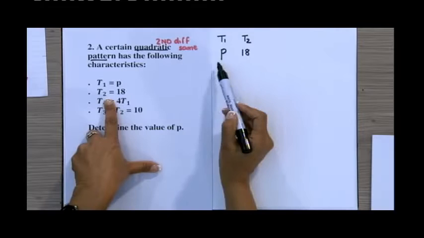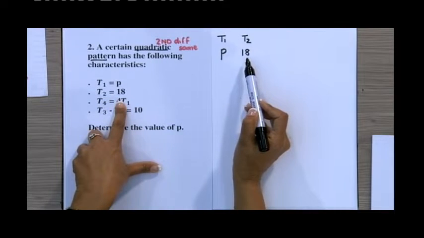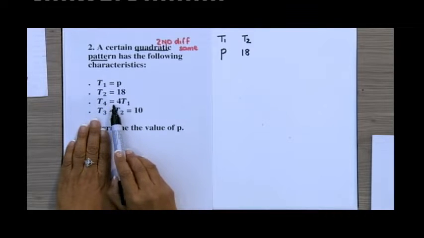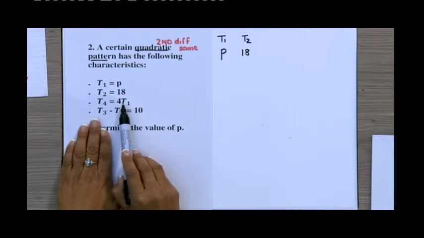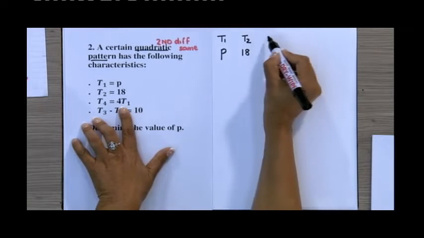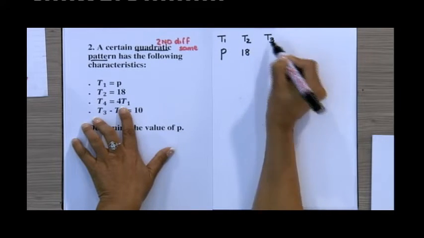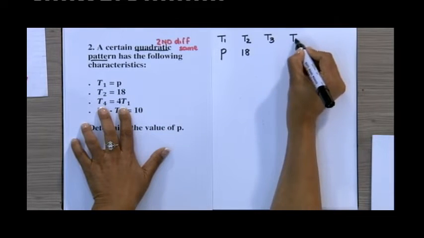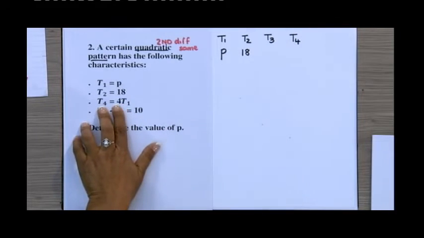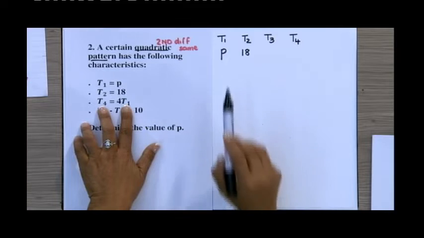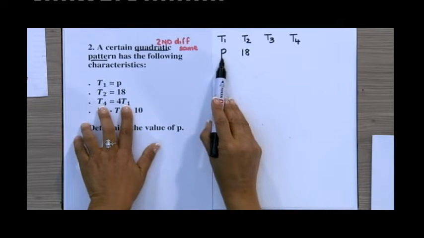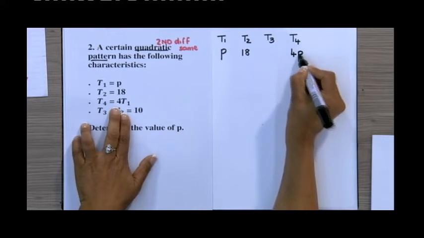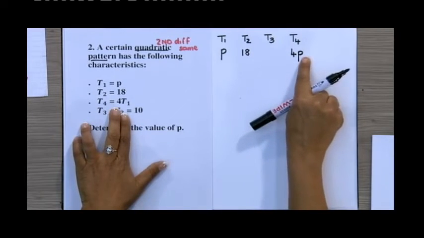Term 1 is P, term 2 is 18. Now look at this quickly. They tell me that term 4 is 4 times term 1. So I don't know what term 3 is yet. There's no information about term 3, but they're telling me that term 4 is 4 times term 1. Now term 1 is P. So term 4 will be 4P. Does that make sense? 4 times term 1.